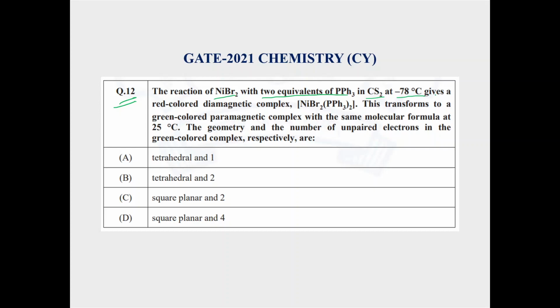at minus 78 degrees Celsius gives a red colored diamagnetic complex, which is having the formula NiBr2(PPh3)2. This transforms to a green-colored paramagnetic complex with the same molecular formula at 25 degrees Celsius. The geometry and the number of unpaired electrons in the green-colored complex respectively are.